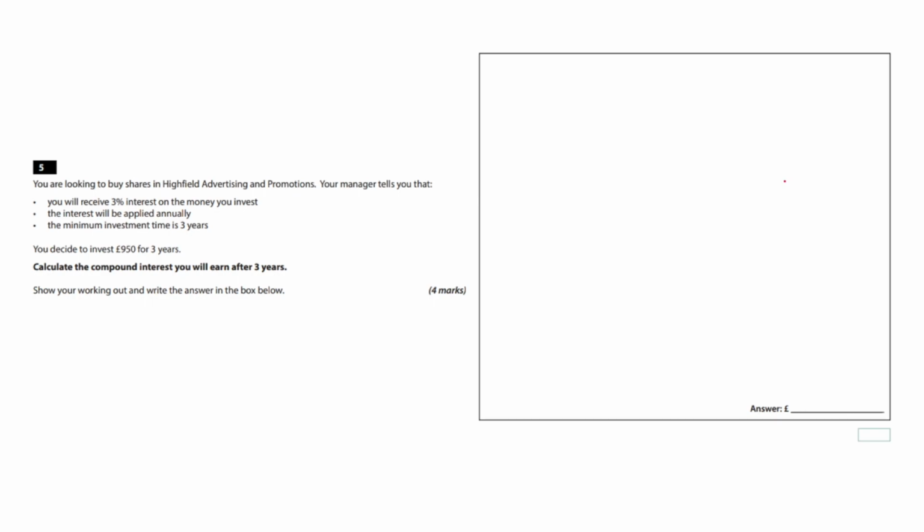Okay, so we've got 950 to start with. Now to find 1% of 950, we're going to divide this by 100, which means, as there's 2 zeros on there, we're going to bounce our decimal point twice to the left because of the 2 zeros. Bounce, bounce. So it will be £9.50. Okay, this is 1% for the first year.